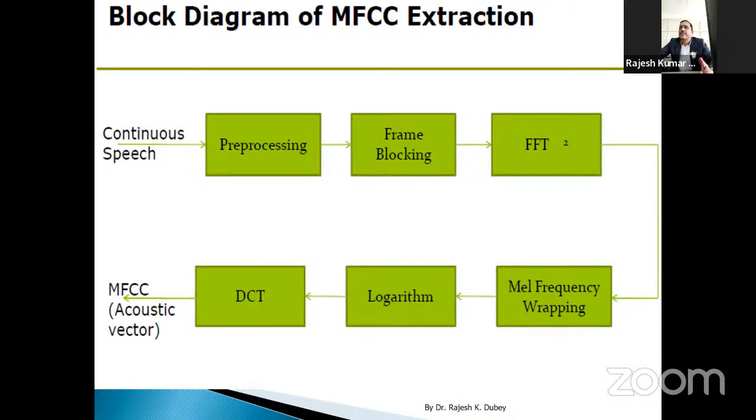This is a typical block diagram for calculating, for example, the most popular feature, the Mel frequency cepstral coefficient. Continuous speech goes through pre-processing, a pre-emphasis filter, and frame blocking. Then we find the Fourier transform, its magnitude, and square it, then wrap it on the Mel scale, take its logarithm, and apply the DCT, the discrete cosine transform, to get the coefficients.